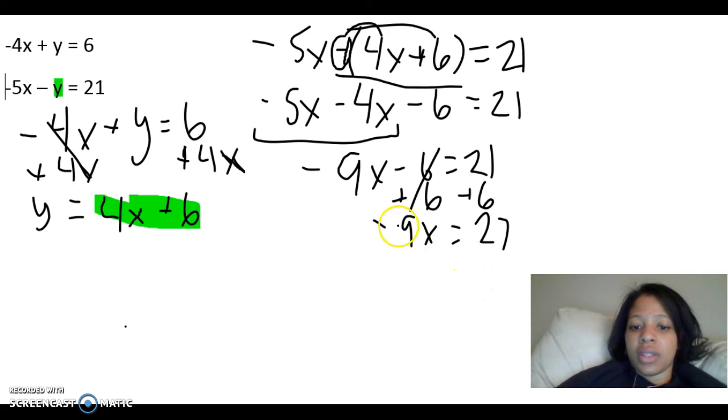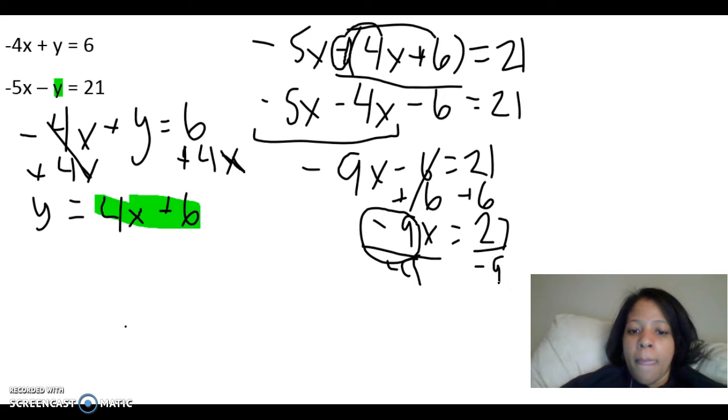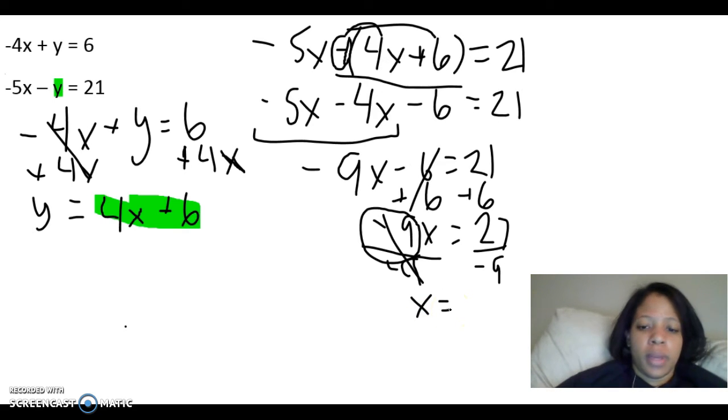Last thing we need to get rid of is this negative 9. Make sure you keep the sign with it. And remember that this is multiplication happening here. So the opposite of multiplication is division. So divide both sides by negative 9. Sorry, it's sloppy. These cancel out. You're left with x equals 27 divided by negative 9, which is negative 3. So now you have your x.